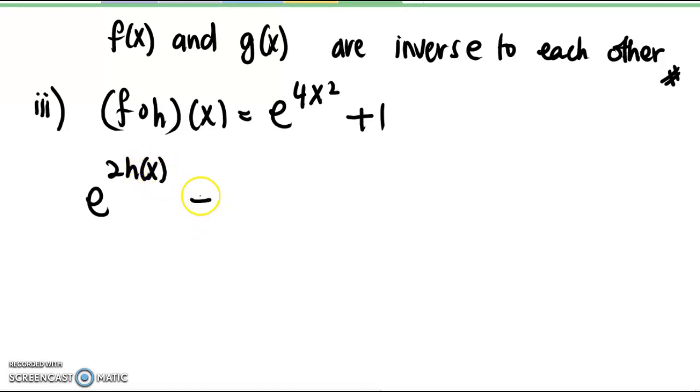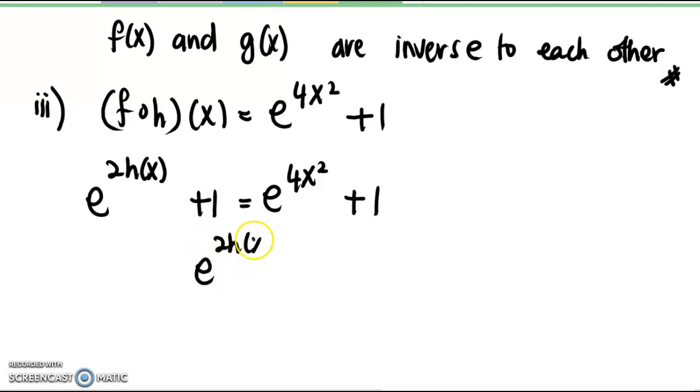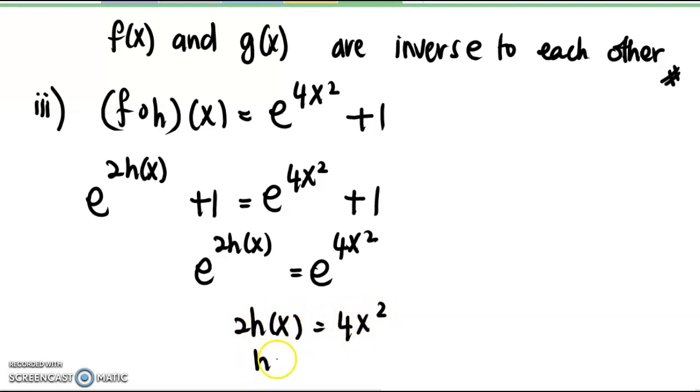2h(x) plus 1 equals e 4x squared plus 1. So plus 1 cancel out, exponent 2h(x) equals exponent 4x squared. Ini pun sama, kita compare sahaja. So 2h(x) equals 4x squared. So h(x) equals 2x squared. Okay, done for question A.